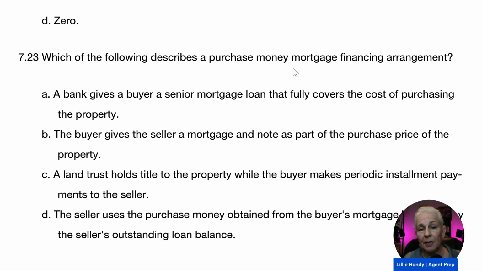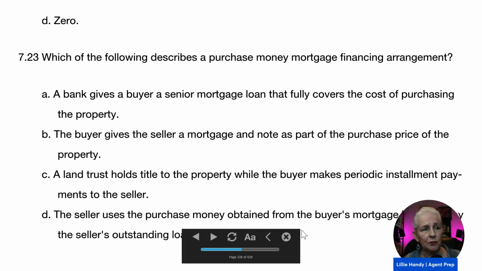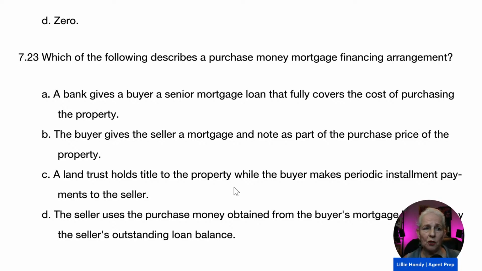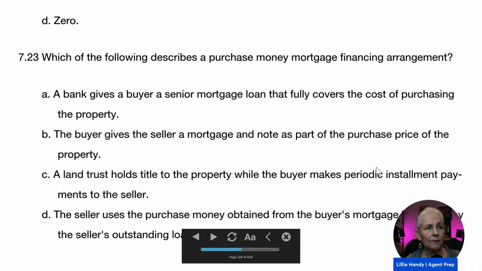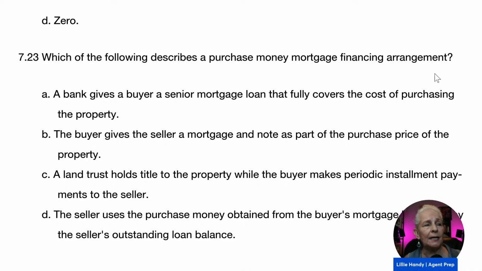A purchase money mortgage. A, a bank gives a buyer a senior mortgage loan that fully covers the cost of purchasing the property. B, the buyer gives the seller a mortgage and a note as part of the purchase price of the property. C, a land trust holds title to the property while the buyer makes periodic installment payments to the seller. Or D, the seller uses the purchase money obtained from the buyer's mortgage loan to repay the seller's outstanding loan. So which of the following describes a purchase money mortgage financing arrangement? A, B, C, or D?